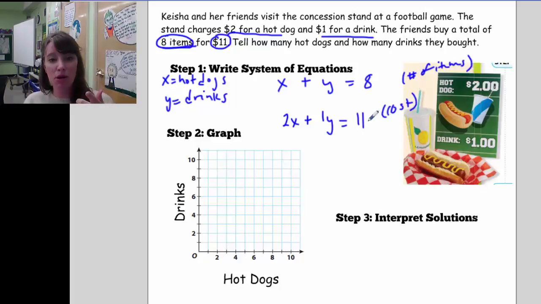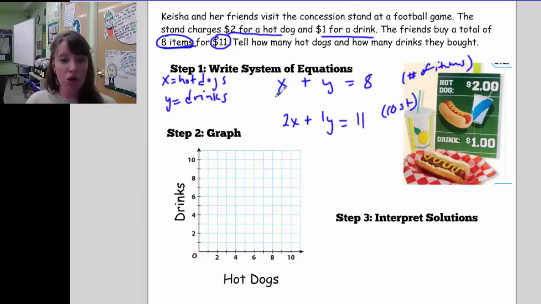So I use the information about cost to get one equation, and I use the information about number of items to get the second one, because really I'm looking for a system of equations. Now when you have this, remember the first thing you want to do to graph it is solve it for y. So this x plus y is equal to 8.